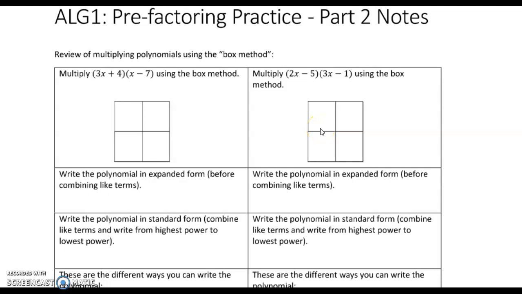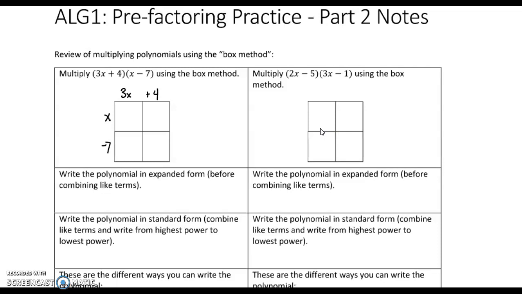Today on Prefactoring Practice Part 2, we are working on reviewing multiplying polynomials using the box method, or the table method, called both. So this is how we learned to multiply polynomials in 7.2. Remember we had 3x plus 4, so we put one of them on the top of the table and one to the left of the table.